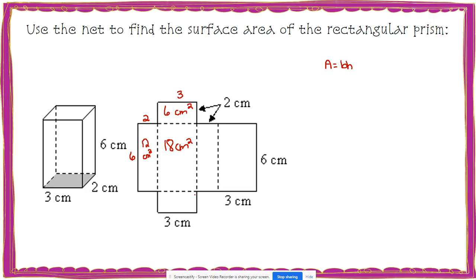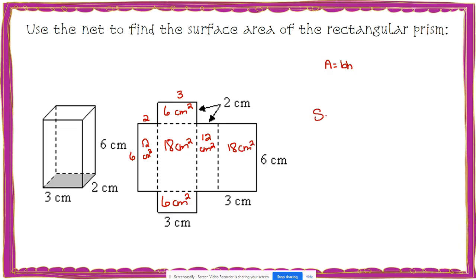Now I can look at this rectangle. I know that this rectangle is equivalent to this rectangle, so I can do 3 times 2 again to get another area of 6 centimeters squared. Now for this rectangle, I see that this has a base of 2, and I know that this is a height of 6, so I'm going to multiply 2 times 6 to get an area of 12 centimeters squared. This rectangle has a base of 3 and a height of 6. So to find the area, I'm going to multiply 3 times 6 to get an area of 18 centimeters squared.